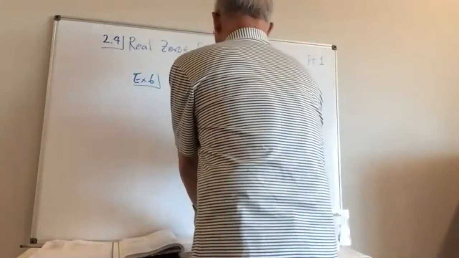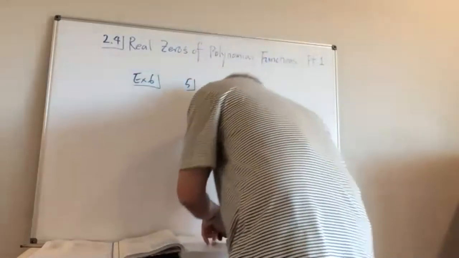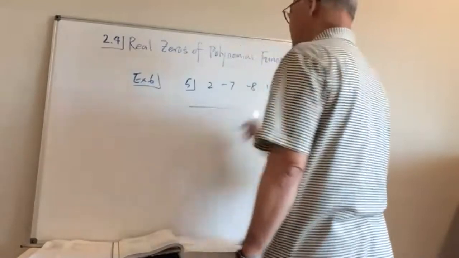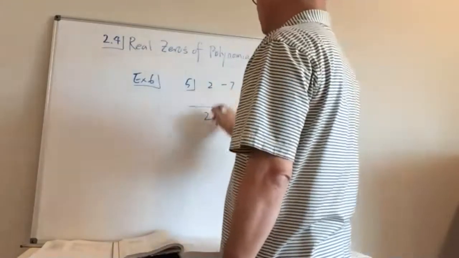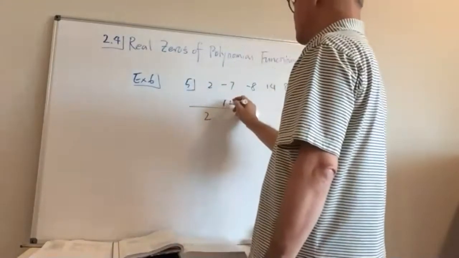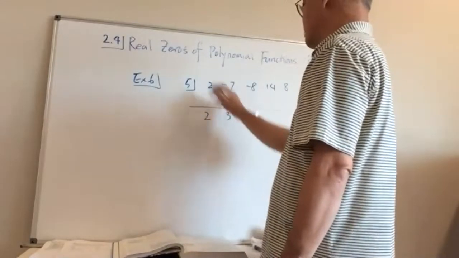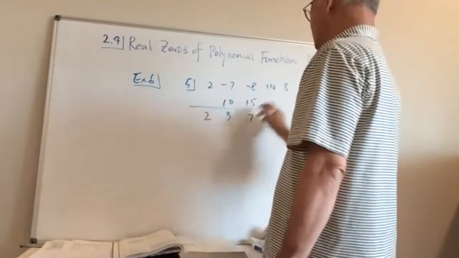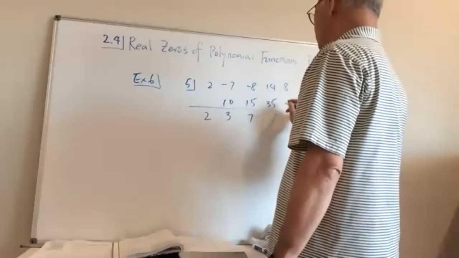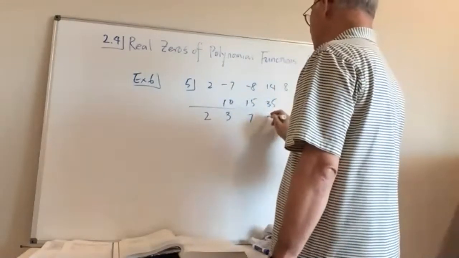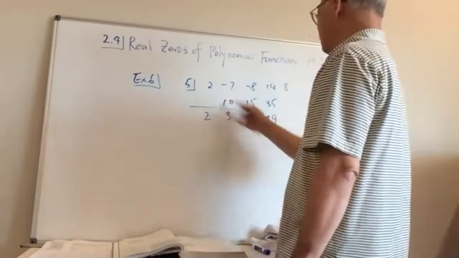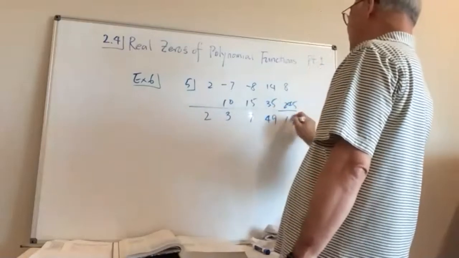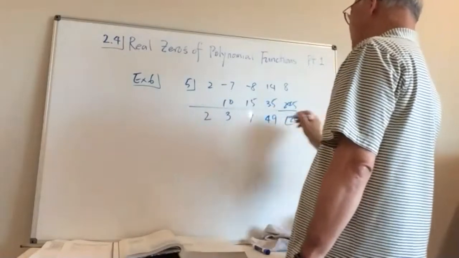2, -7, -8, 14, and 8. So I get 2, 5 times 2 is 10, add together is 3, 15, add together is 7, I get 35, add together I get 49. 49 times 5 is 245, add together is 243.